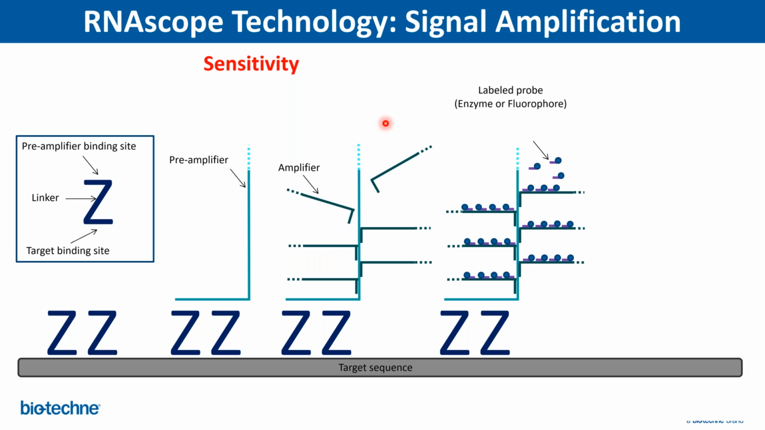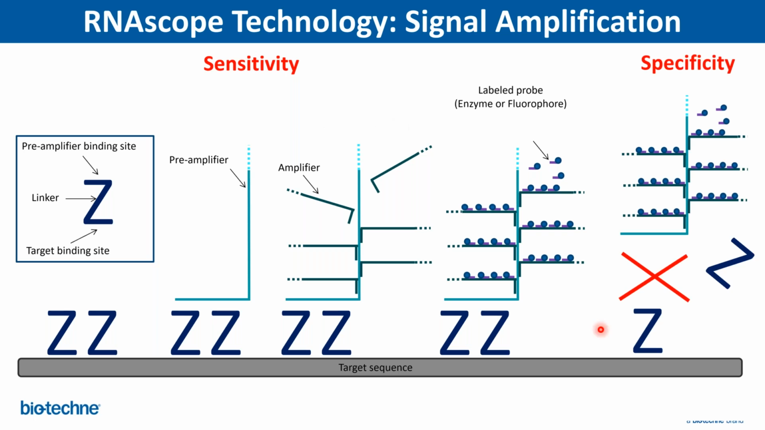The technology is also specific, and by that what I mean is if you had a situation where only one of the two Zs bound to your target sequence, the amplification tree will not be formed, and therefore you would not detect any visible signal. So this part of the technology contributes to its specificity. So overall, the technology, as required by molecular detection technologies, is sensitive as well as specific in nature.